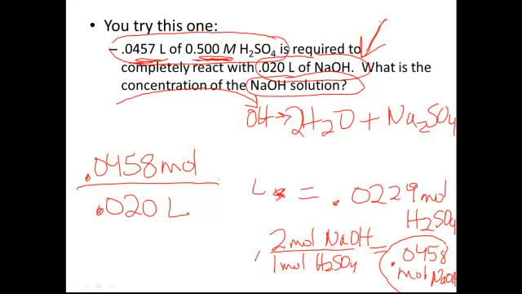So divided by 0.020 liters equals 2.29 big M, or moles per liter, however you would like to write it. Okay, and that is our final answer.